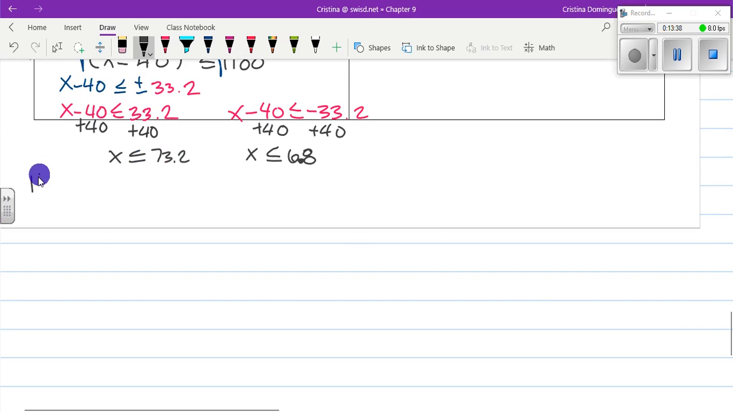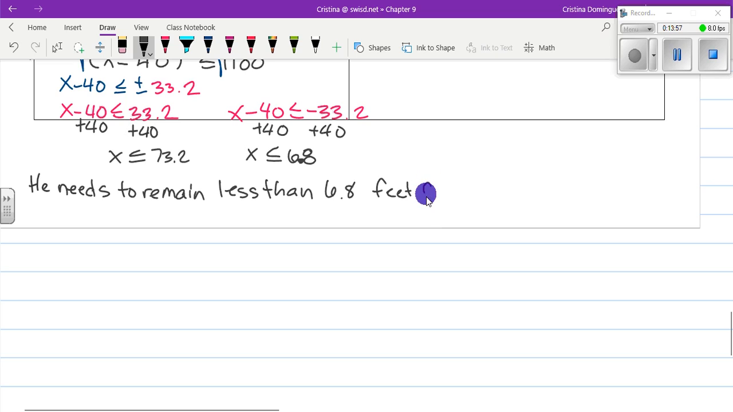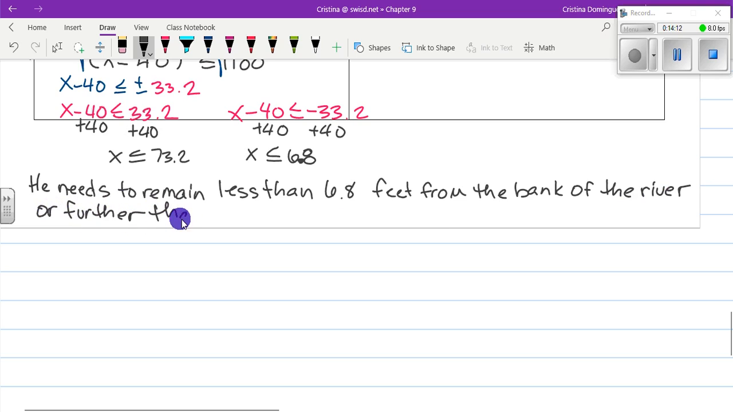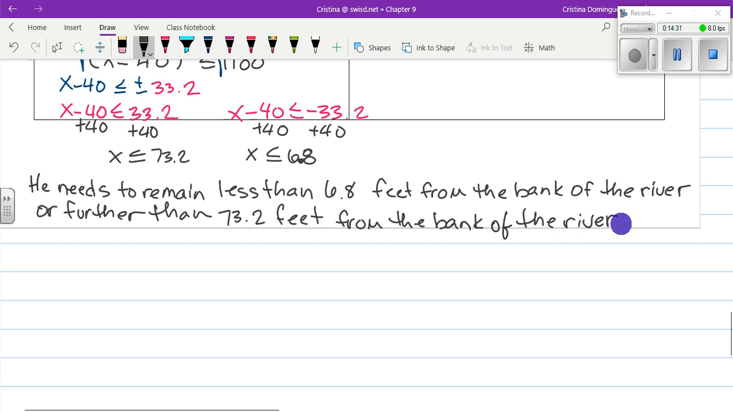Okay? He needs to remain less than 6.8 feet from the bank of the river, or further than 73.2 feet from the bank of the river. Okay?